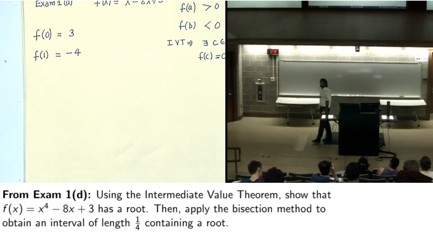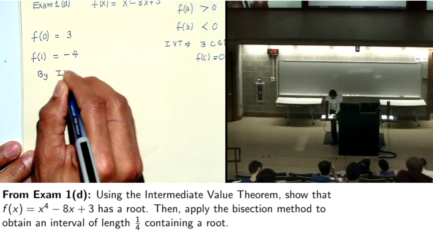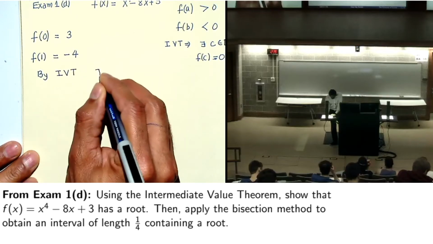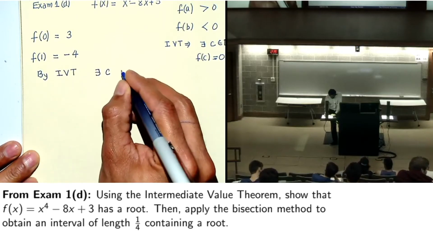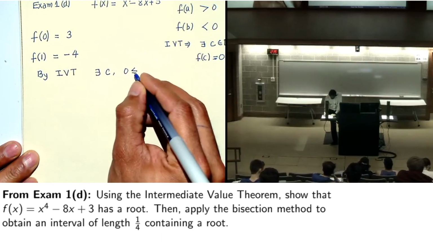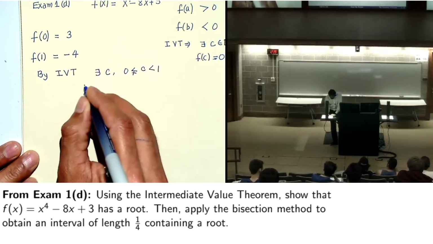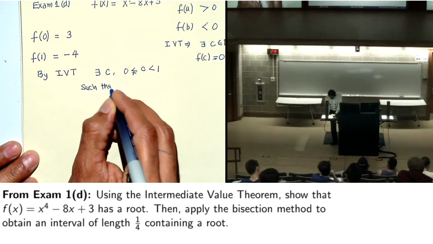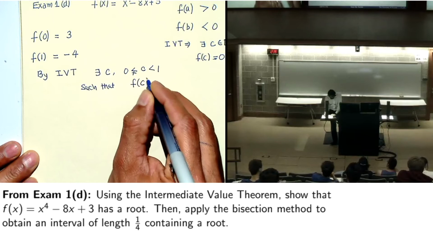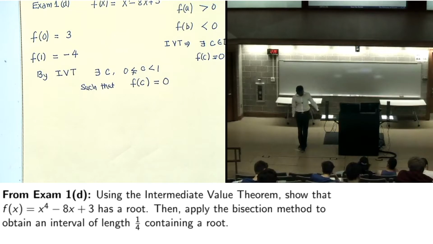Wow. That means the intermediate value theorem will tell you something. By the IVT, there exists a C such that C is between 0 and 1, such that if I compute my function value at C, it will be 0. It means C is the root of my function f of x equals x to the 4th minus 8x plus 3.